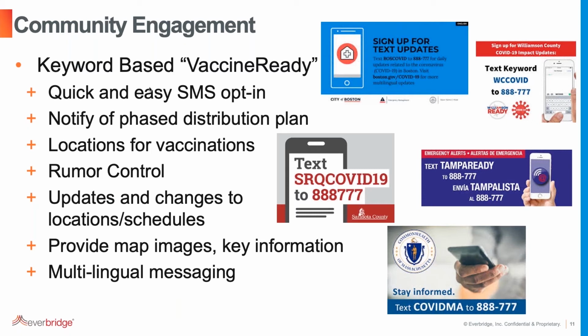So from community engagement, a keyword-based opt-in system. You take a keyword like "vaccine ready," and you have your residents text that to our 888 short code. It's a very quick and easy SMS opt-in. It takes literally seconds. You can use it to notify of phased distribution plans. So you're getting the information out there. If you see on the right-hand side, several different examples of what keyword opt-ins look like. And again, these take literally seconds to opt in.